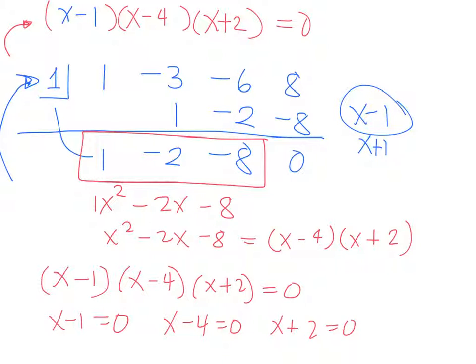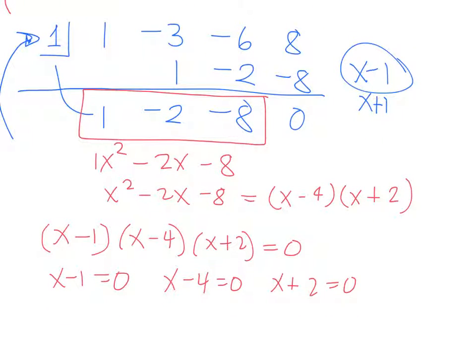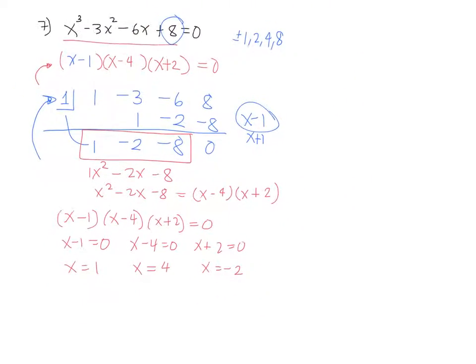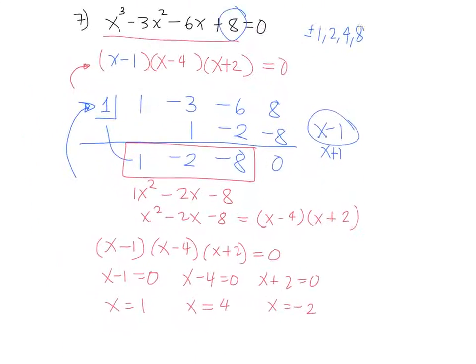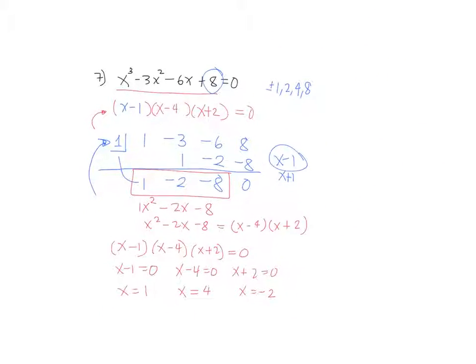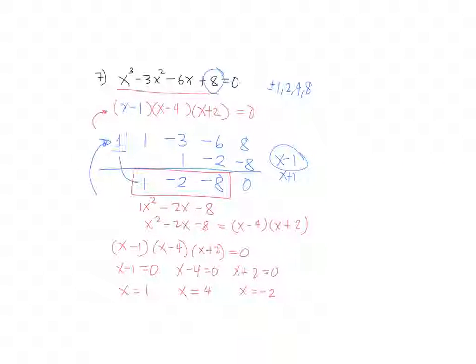So what are these x? X equals 1, x equals 4, and x equals negative 2. So that's how you solve a cubic equation. Okay, we applied synthetic division. We found one. We're very lucky that after the first try, we got 0 immediately. Otherwise, we have to test other numbers.